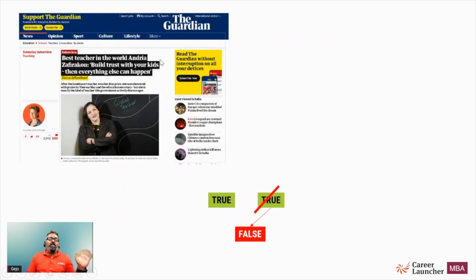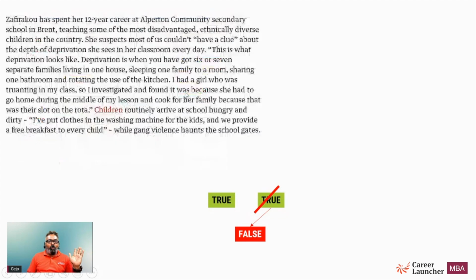I'm going to pick up this article, Best Teacher in the World, Andrea Zafirakou. This is one small extract from that article. We'll just focus on the first sentence. Zafirakou has spent her 12-year career at Alperton Community Secondary School in Brent, teaching some of the most disadvantaged, ethnically diverse children in the country.